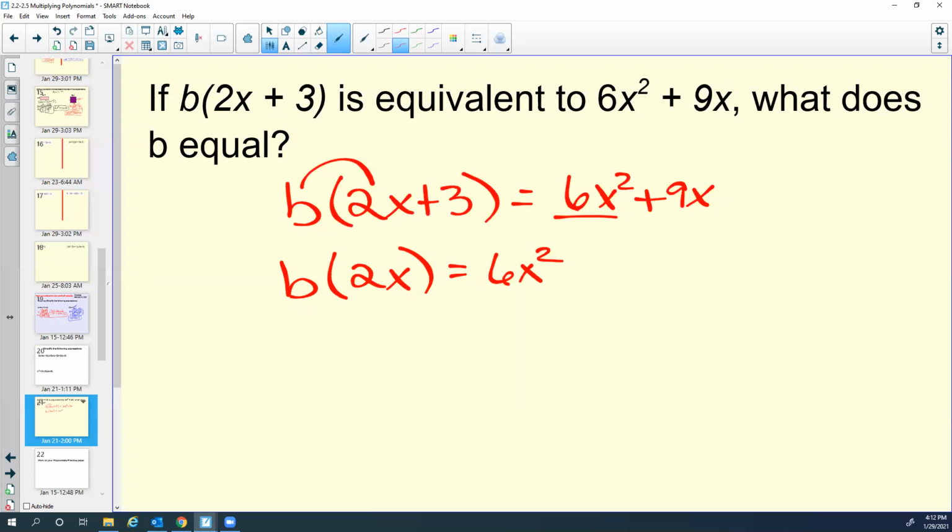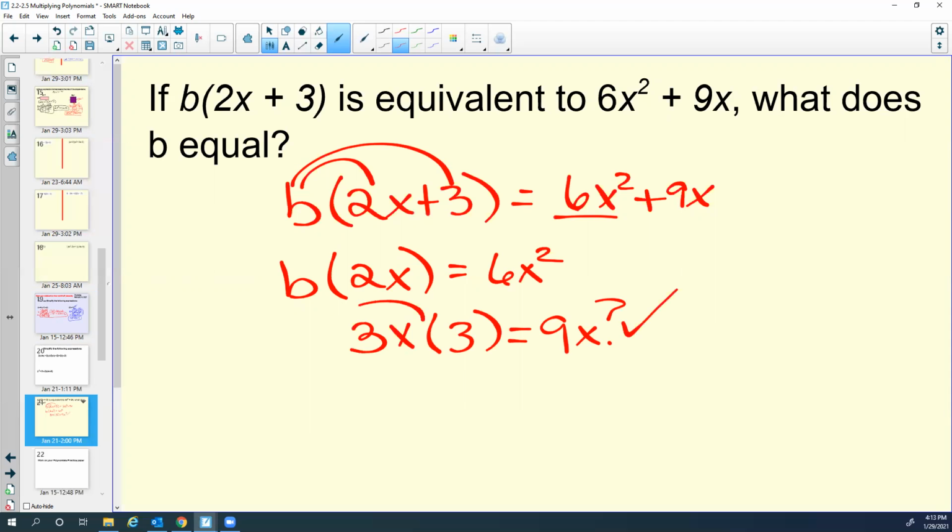What b times 2 gives you 6? Well, that would be 3. b times x, what gives you x squared? That would be x. 3 times 2 is 6. X times x is x squared. Let's make sure it works for the second part. Is 3x times 3 equal to 9x? Yes, that is true.